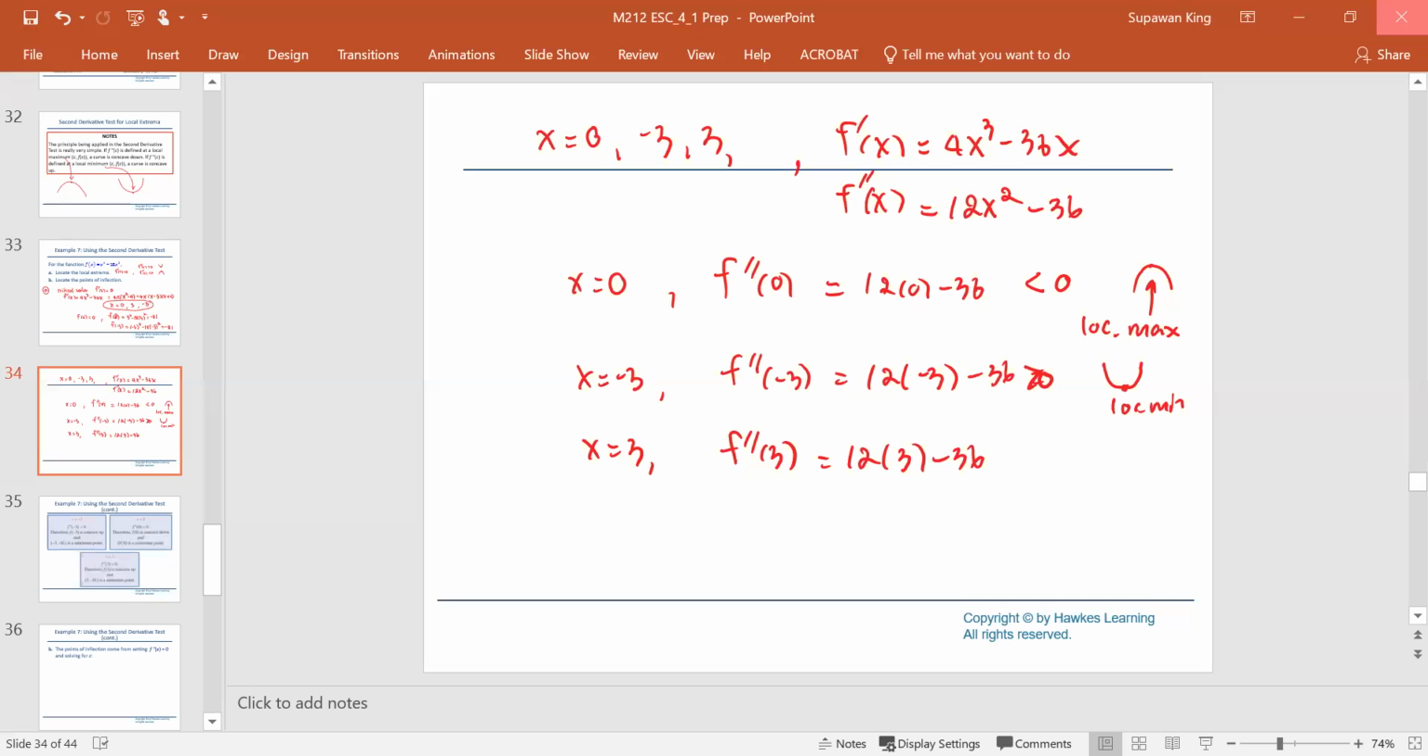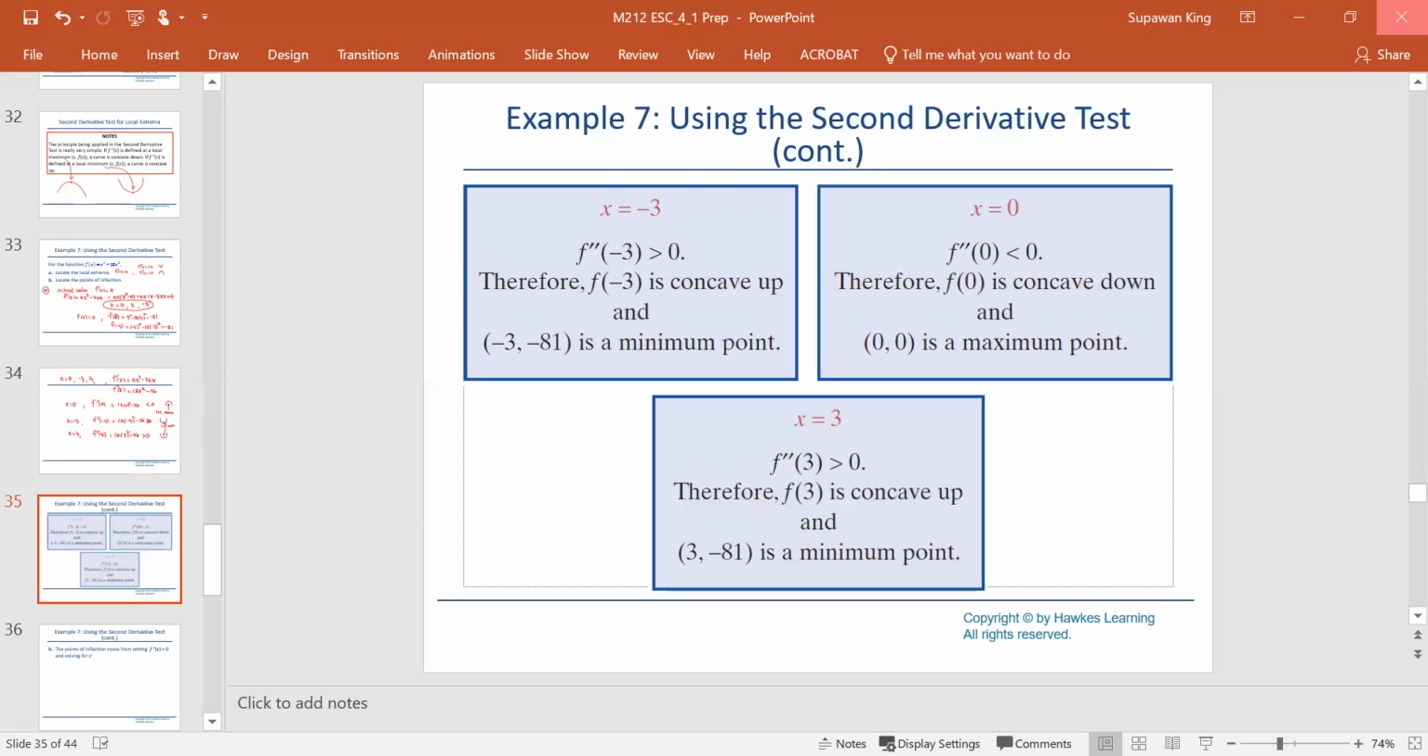This is power 2, I'm sorry. With the power 2, the first term is positive and larger than 36, which gives the positive sign, the same as at x equals negative 3. So again, the graph is concave upward. The points negative 3 and positive 3 will give you the local minimum values. So at negative 3, negative 81, we get a minimum point; 0, 0 is the maximum point; and 3, negative 81 is a minimum point.